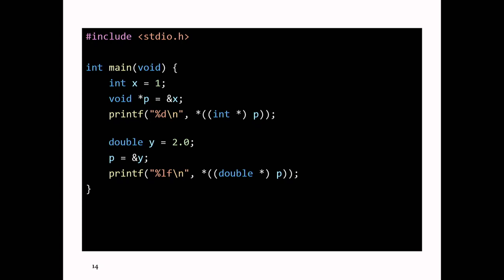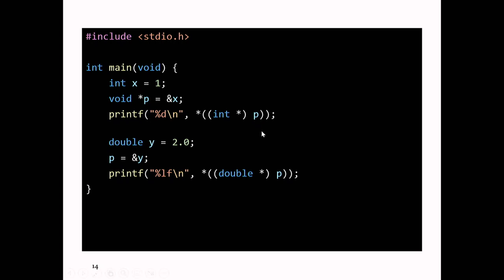If I actually want to print out the value of p, I have to tell it p is actually pointing to an int. So I have to cast to int, I have to tell it p is really a pointer to int. And then I have to wrap all of that up in brackets, and then I can dereference that. And so now I can get the actual value that p points at, which is just 1.